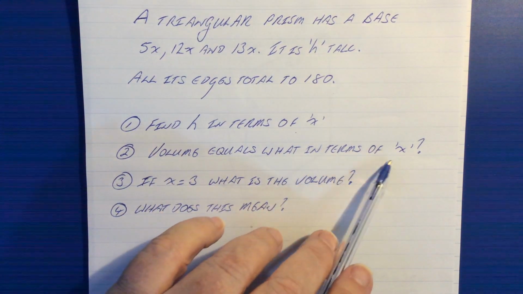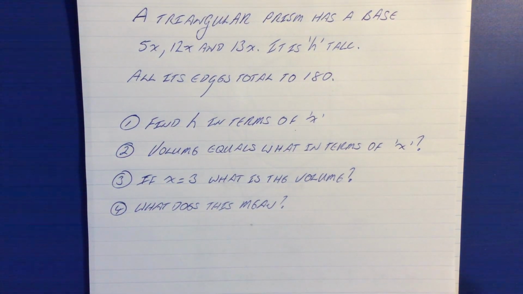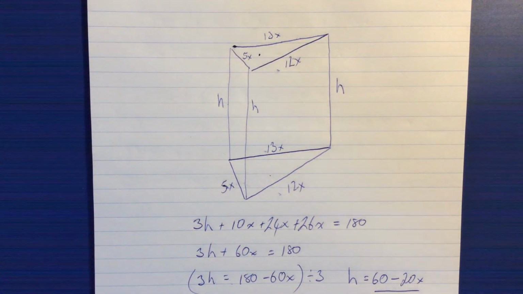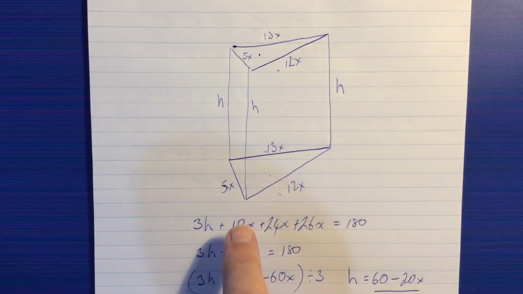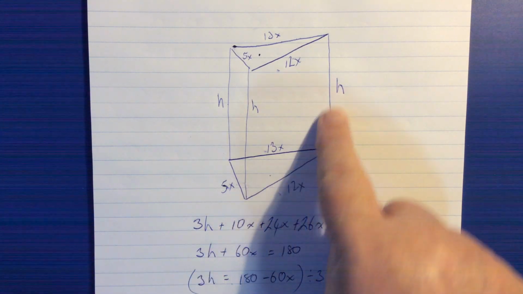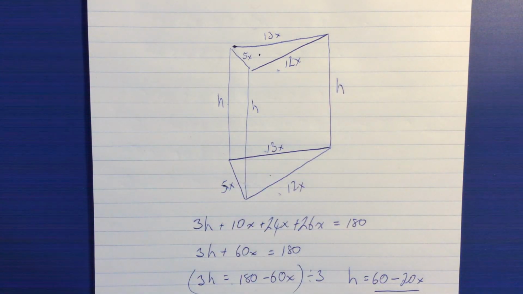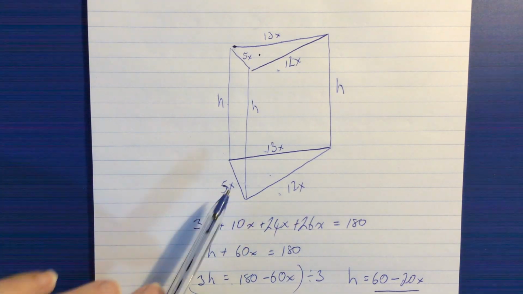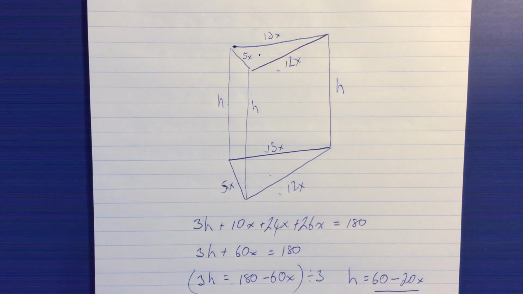Now, the volume equals what in terms of x? So, volume. Well, volume is the base times the height of this. So the area of the base times the height. And we need to take account of some interesting features here, one of which is the nature of this triangle.